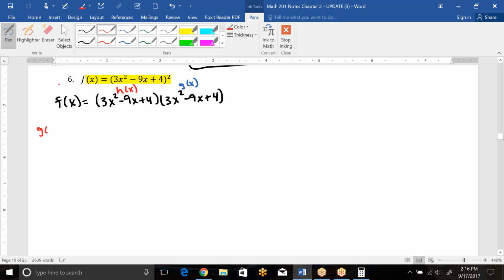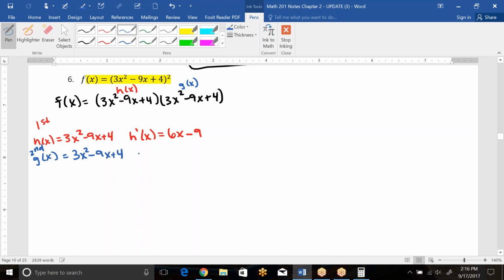So let's do h of x. So for h of x, that's our first function. It is 3x squared minus 9x plus 4. The derivative of it would then be 6x minus 9. For the second function, it's going to be exactly the same because it is the same exact function. So the first and the derivative match for the second and the first function. So when we put this together, you're going to see something a little interesting.